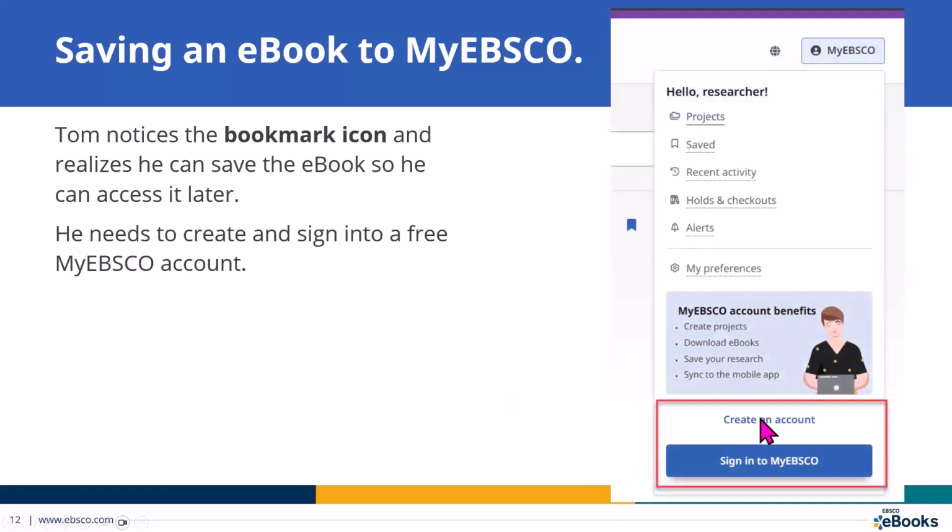MyEBSCO, once he's created an account and signed in, means that next time he logs back in, his ebook record will be available in the saved items. And he can then read that ebook online, download chapters, download the title to read offline, and more. He could also, with a MyEBSCO account, create projects. So if he wanted to save all of his manga titles as a project, he could do that using his MyEBSCO account here.